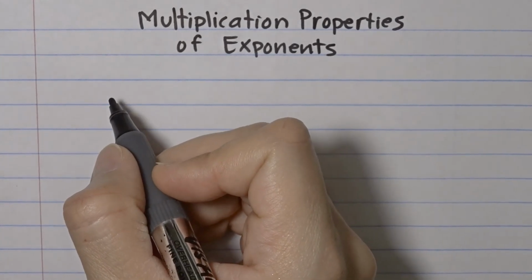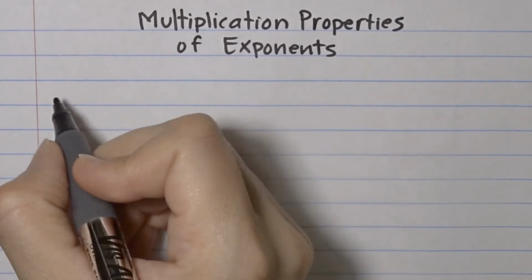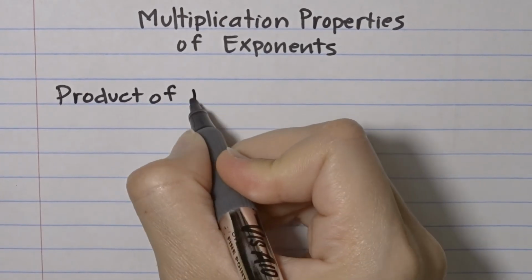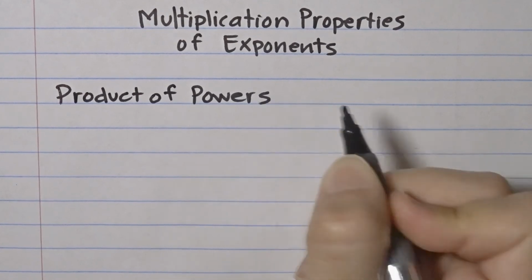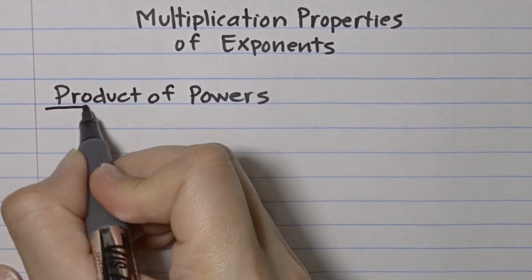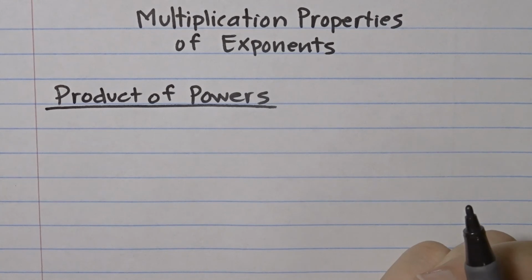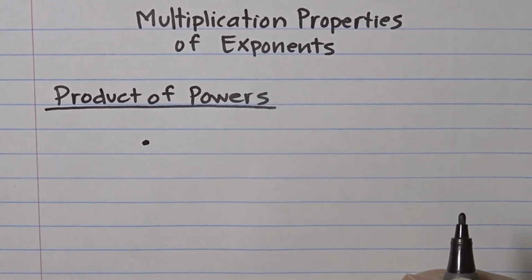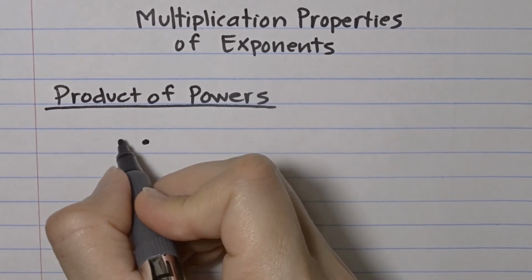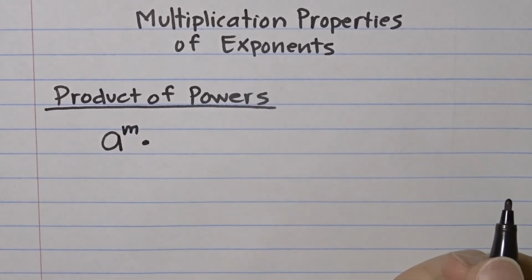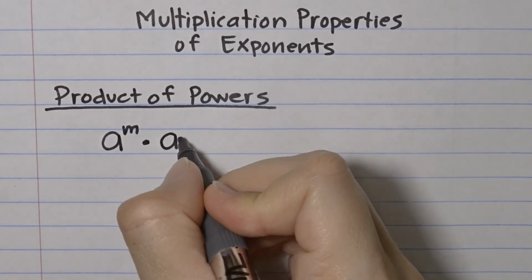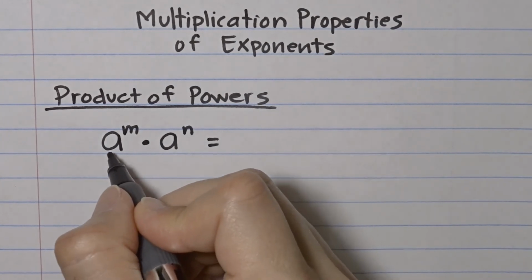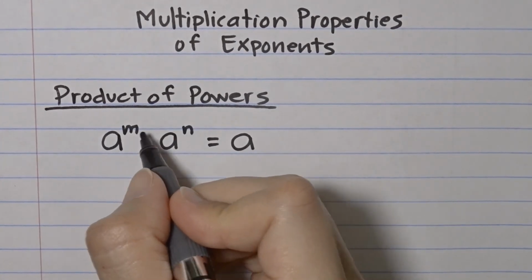So the first one is called the product of powers property. Okay, so product of powers. It means you have a product, so two things being multiplied, and their powers. Remember, a power is a base and an exponent together. So let's say you have a to the m power times a to the power of n. The shortcut is, all you've got to do is keep the base and add m plus n.